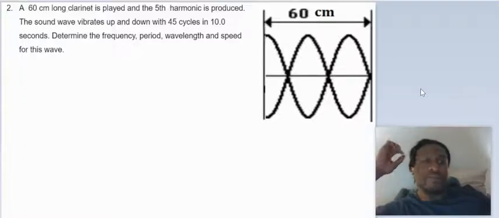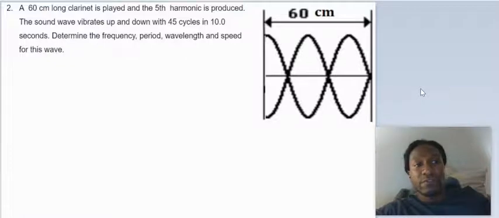At question 2. It says a 60 centimeter long clarinet is played and the fifth harmonic is produced. The sound wave vibrates up and down with 45 cycles in 10 seconds. Determine the frequency, period, wavelength, and the speed for this wave. Okay, so they want us to find a few things. They want us to find 4 different things.